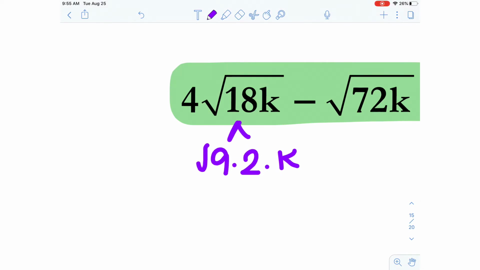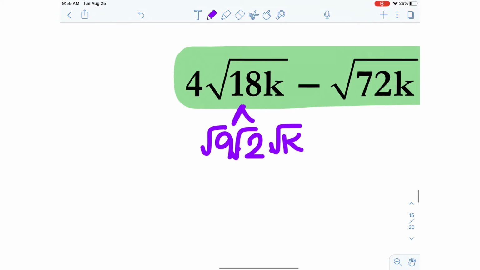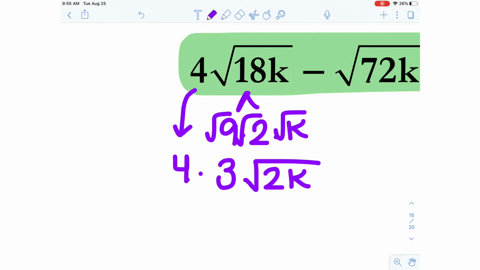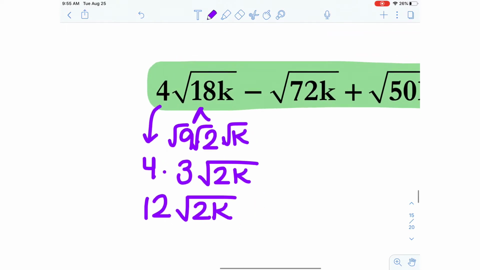So let's square root everything. The square root of 9 is 3, and the 2k cannot be reduced, that stays inside. But don't forget I had this 4 in front, so right here I have 12 root 2k. And I'm going to keep doing that.